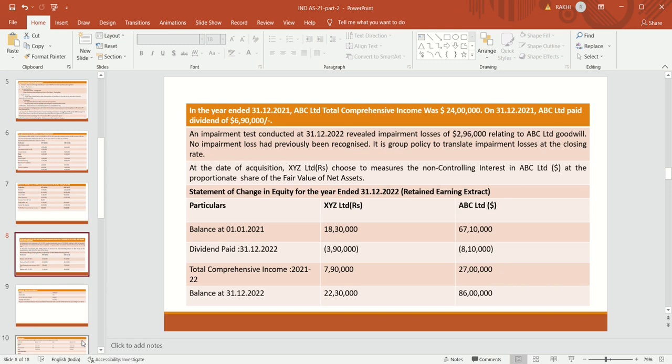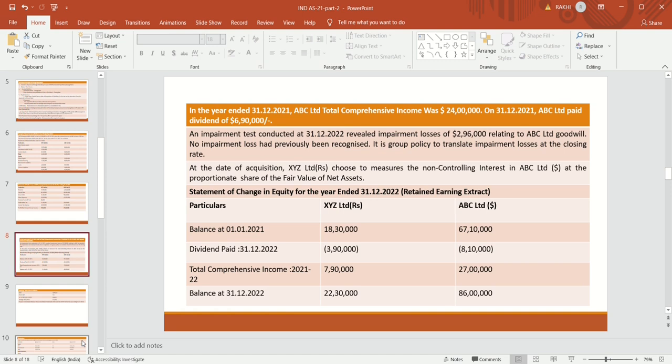It is a group policy to translate impairment loss at the closing rate. All the loss is to be translated at the closing rate. It's a policy of the company. At the date of acquisition, XYZ Limited chose to measure the non-controlling interest in ABC at the proportionate share of fair value of net assets.